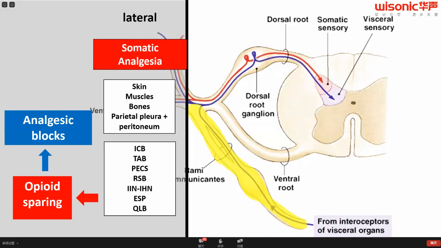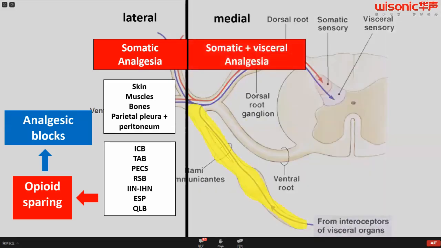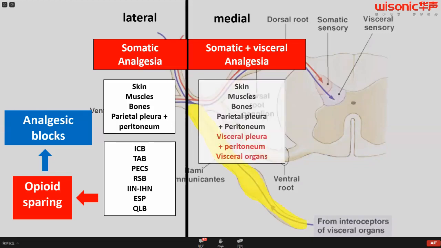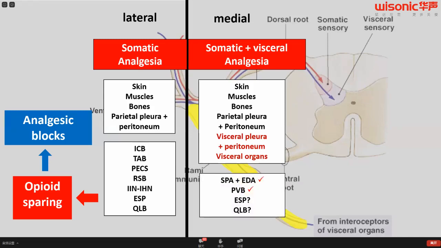But if you place local anesthetic medial to this line, you will produce somatic and visceral analgesia. That means, in addition to the former one, you will also have analgesia for the visceral pleura and peritoneum and the visceral organs. This can be achieved by spinals or thoracic epidural, and by the paravertebral block.